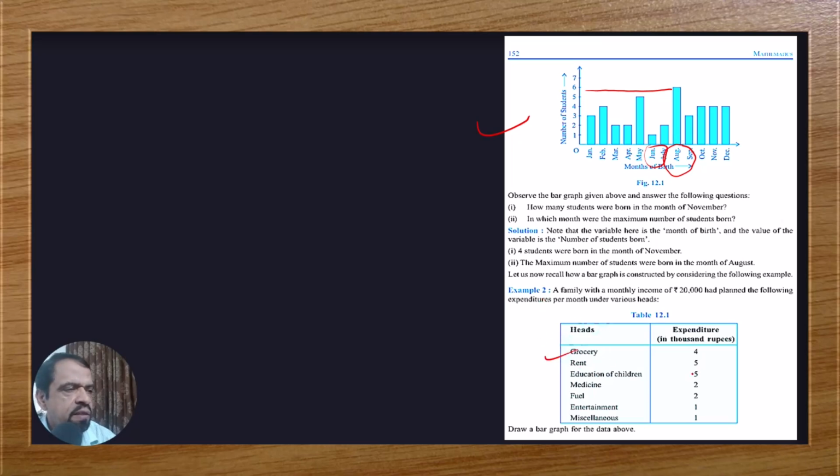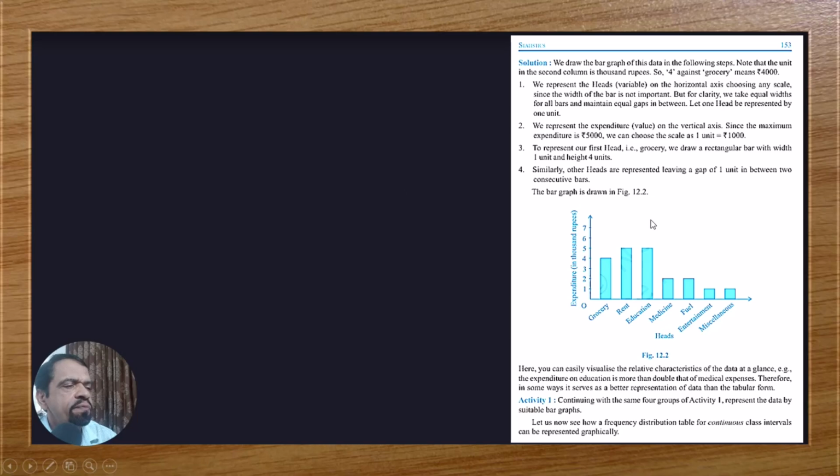Now see, in example 2, the heads and expenditures are given. On grocery, this is the expenditure, on rent and so on. So this can be represented by a graph. You can see on the y-axis we are taking the variable values, and on the x-axis we are taking these fixed heads. 1 unit represents 1000 rupees. So on grocery 4000, on rent 5000, education also 5000. So you can observe that on rent and education the expenditure is the same.